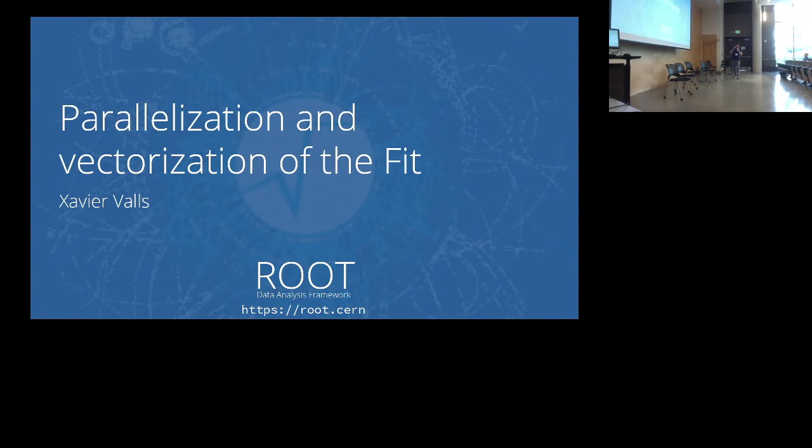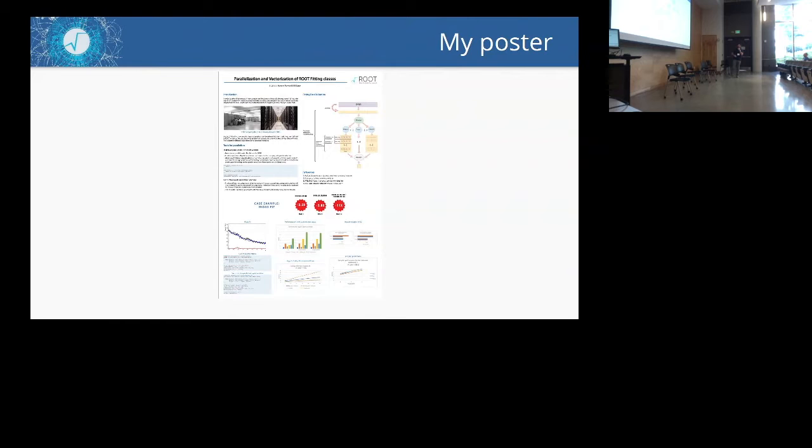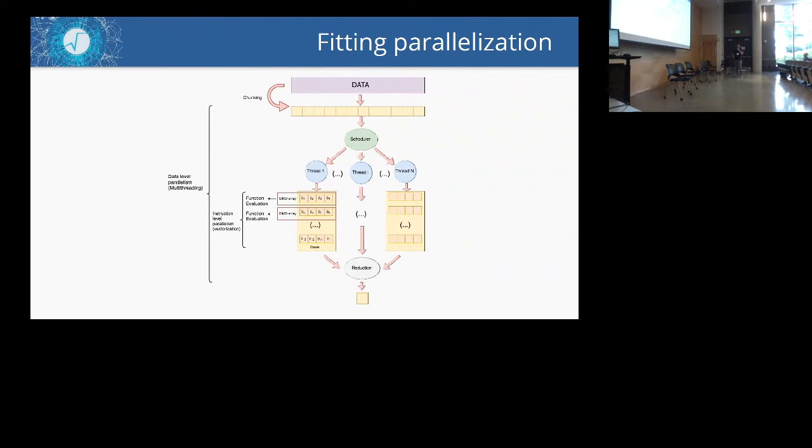I'm here to talk about how we parallelize and vectorize the fitting interfaces in ROOT, in this case. So this was my poster, and this is how we did it. Basically, we chunk the data, we pass it to a scheduler. Each chunk is one task, and the tasks are distributed between the threads. Inside each thread, we take advantage of vectorization, and we evaluate the fitting function over 4 points at a time.